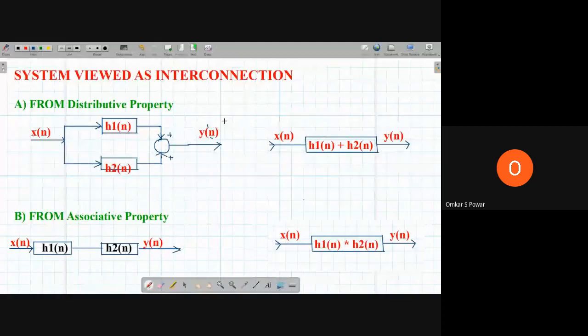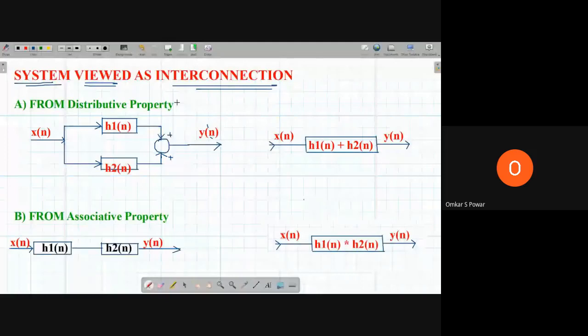So coming to the last part, I had left one, and after this one there is SLE, the self-learning. I will post what you have to do for that self-learning. Today we will see the system viewed as interconnection, and then what is the step response for the system. These two things we will see in today's class. First one, system viewed as interconnection.